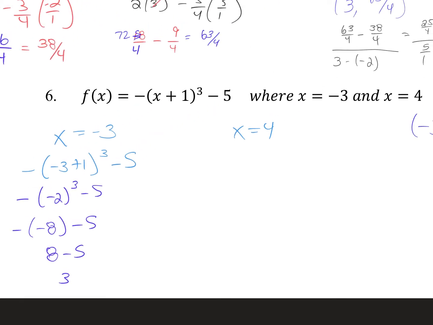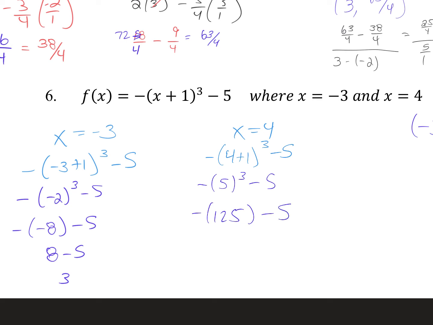Don't try and skip too many steps when you're simplifying, because you don't want to miss negative signs. So same thing here, guys. We're going to plug in positive 4. So negative, I have 4 plus 1 cubed minus 5. Work from the inside out. I have negative. What's 4 plus 1? Good. So now I'm going to cube. What is 5 cubed?